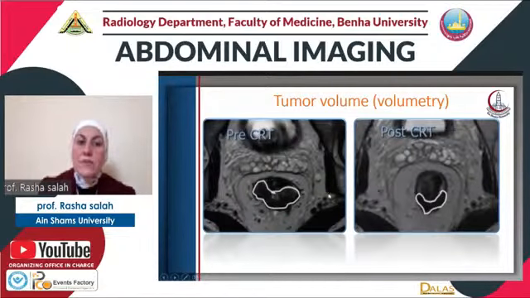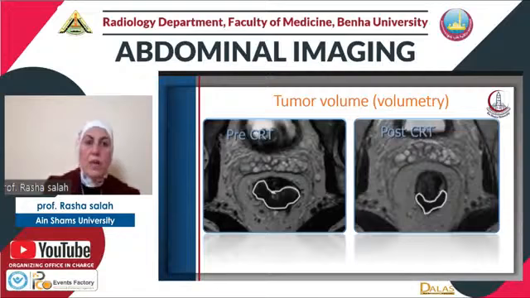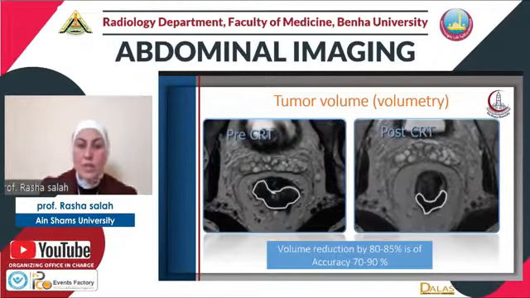And here comes the role of the MR volumetry, where we plot the ROI surrounding the mass to get the true volume of the mass before and after the concurrent chemoradiotherapy, and this is the most accurate method for assessment of treatment response as regards the volume of the tumor. But unfortunately, in spite of its high accuracy, it is very time consuming and it needs post-processing tools, which is not available in everyday practice.